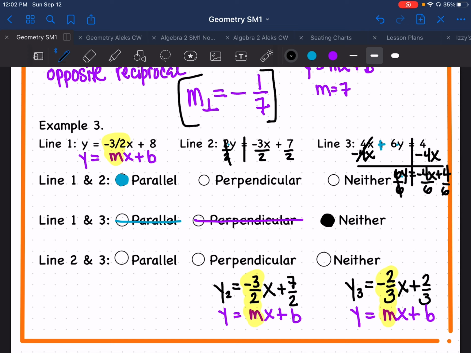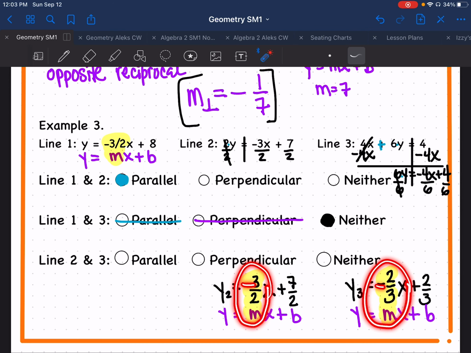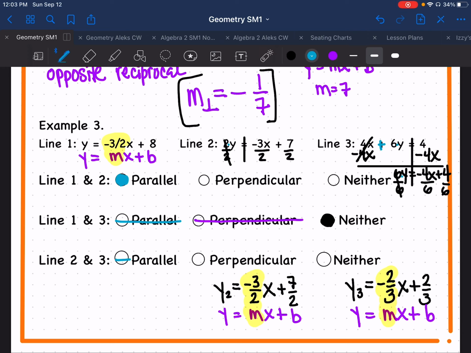All right, let's take a look at the last ones, line 2 and line 3. So here we go, line 2, line 3. Well, they are the same sign. So I'm thinking parallel, right? I'm thinking parallel, but I have to check to make sure they are the exact same number. 3 on the top, 3 on the bottom. No, they are not parallel.